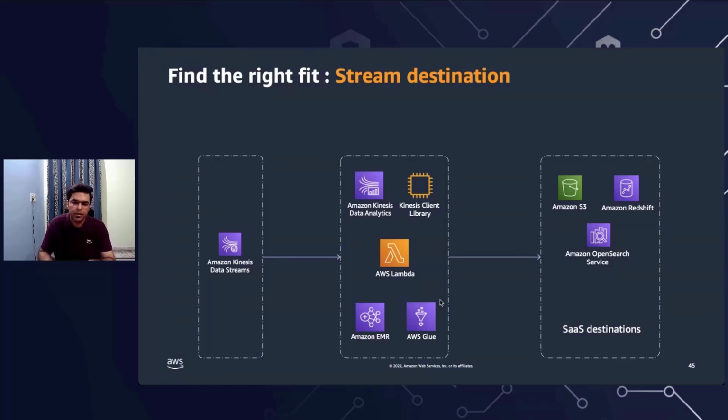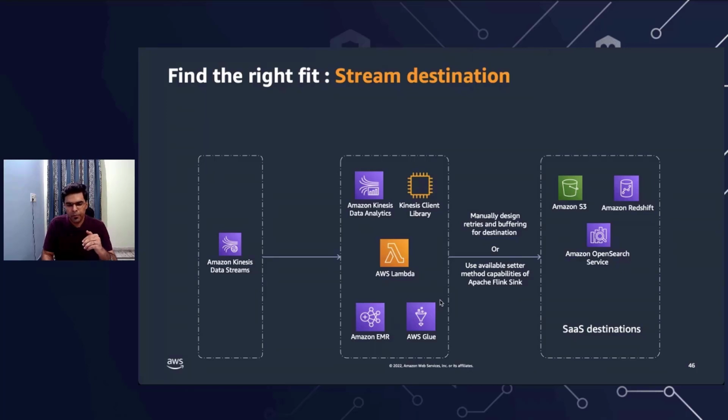But there are certain issues with this approach, because if the destination services, which are Amazon S3, Redshift, or OpenSearch Service, are not available, let's say your OpenSearch Service goes into a yellow or a red state, the attempts to put data into the destination will fail.